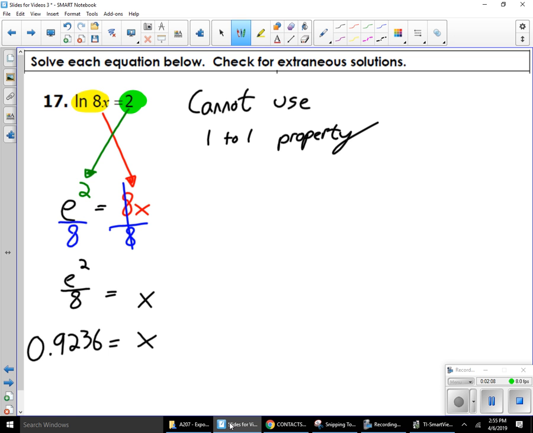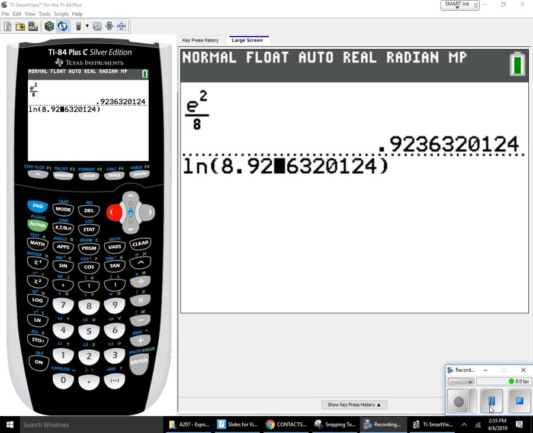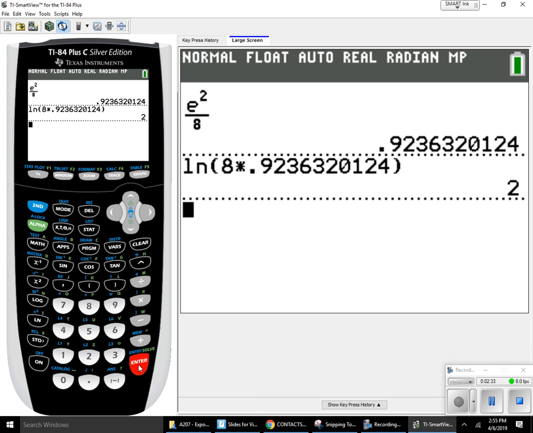Just like before, it is important to go back and check for extraneous solutions. If I wanted to do that, remember my original equation was natural log of 8 times x. I can actually scroll up here and get a slightly more accurate one, except I did forget my multiplication symbol. There we go. And when I hit enter, I should get a number that's really close to 2. In fact, I got exactly 2. That was quite nice. Thank you, calculator.